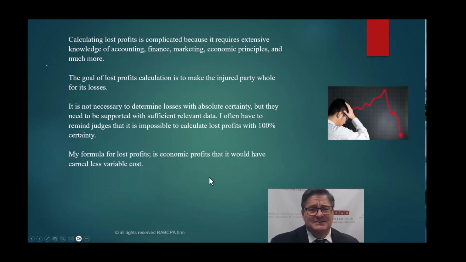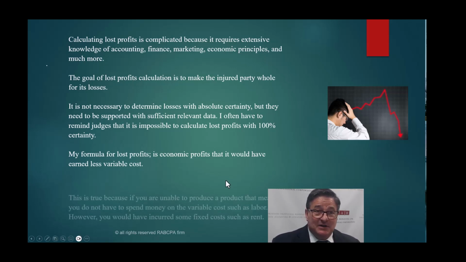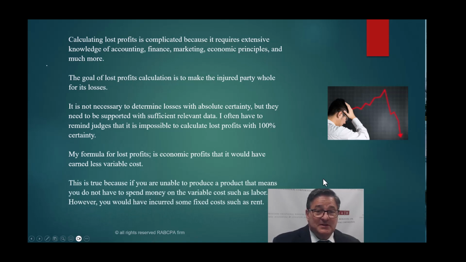My formula for lost profits is economic profits that would have been earned less variable cost, right? So in the bakery case, they didn't have to pay for flour. There's a lot of things they didn't have to pay for. So even though they would have had sales of $50 million, that's not their lost profits, that's their lost sales. And calculating the lost profits is pretty complex, but this is true because if you're unable to produce a product, that means you don't have to spend money on labor and things like that. Now, this was an operating factory, so they did have labor, but they had less labor, right? They had less purchase of product, as far as flour and stuff that went into the bread.